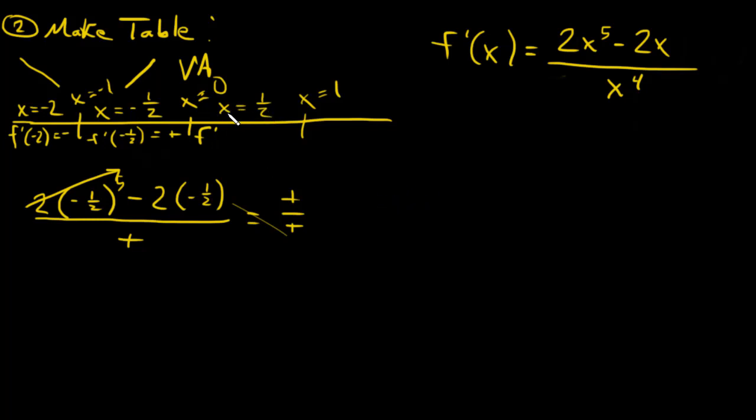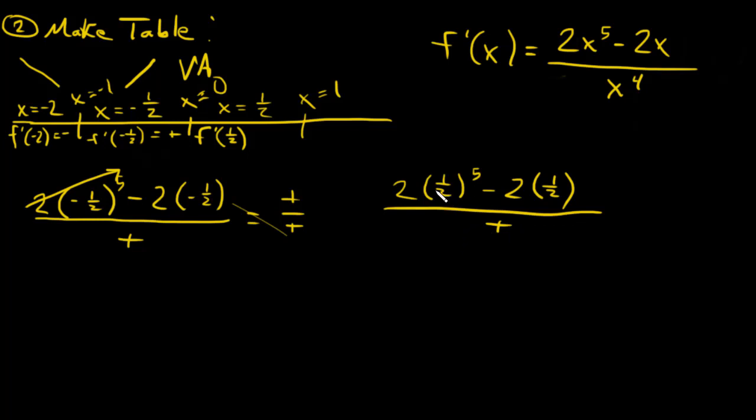Here we go. So our test value is going to be x equals 1/2. So f prime of 1/2. When we plug that in, we're going to get, this is really cool, 2 times 1/2 to the fifth minus 2 times 1/2 over positive. This is going to be a small positive minus 1, which is going to equal a negative over a positive, which is negative. That's really cool. I love the way that this stuff worked out. So that's decreasing behavior.